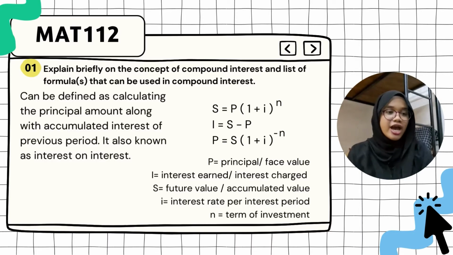The formula is S equals P(1 + i)^n. The second one is I equals S minus P. And the last one is P equals S(1 + i)^-n.